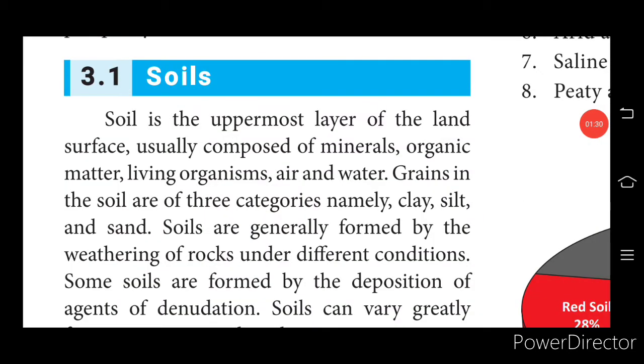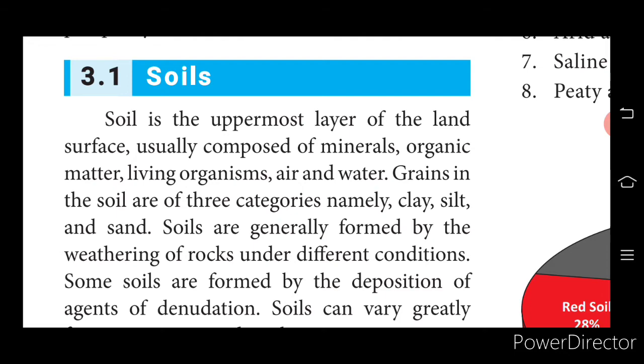Now coming to the soils. Soil, what do you mean by soil, children? Soil is the uppermost layer of the land surface, usually composed of minerals, organic matter, living organisms, air and water. Grains in the soil are of three categories, namely clay, silt and sand. Okay, they are the three categories which I told you. Just remember the three things: clay, silt and sand.